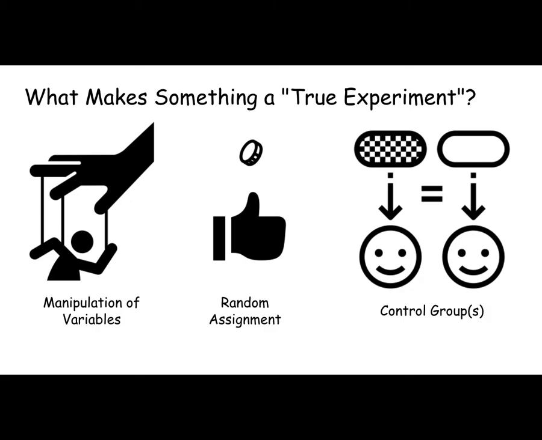So what makes something a true experiment? There's manipulation of variables. So there needs to be at least one active independent variable that you can assign to different people. So you can't do a study based on grouping people by age. That's not a true experiment because you can't randomly assign people to different age groups. So there needs to be random assignment to the groups, and there needs to be at least two groups. So one group to serve as a control group and one group to get the intervention that's being tested.